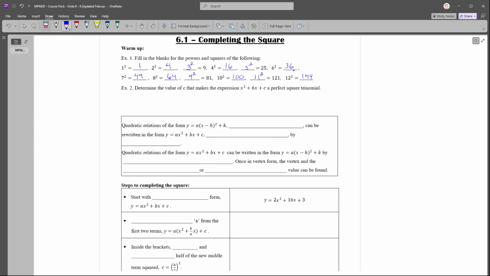So let's look at another problem. Determine the value of c that makes the expression x squared plus 6x plus c a perfect square trinomial. Remember what a perfect square trinomial is. A perfect square trinomial has the form a squared plus or minus 2ab plus b squared. Okay? So what that means is that c is equal to b squared. That's what we're looking at here.